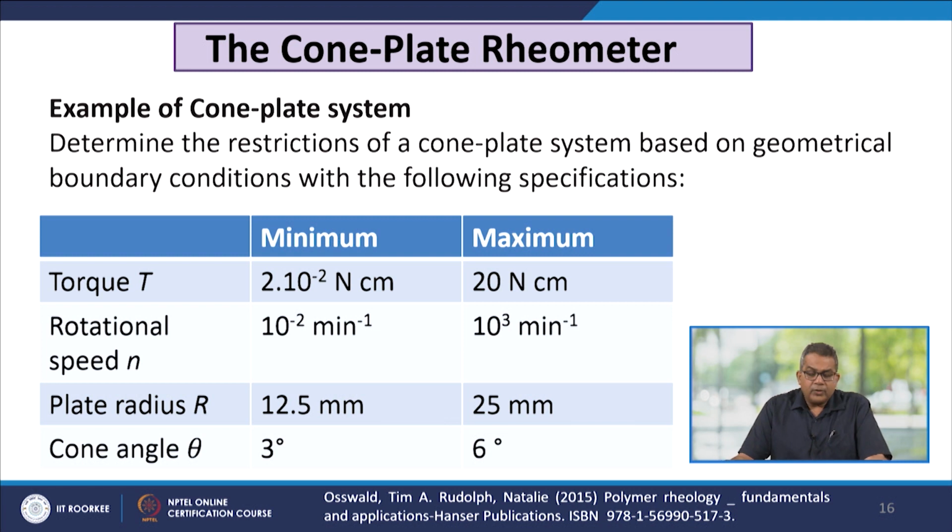Now, let us take an example of a cone plate system. You need to determine the restrictions of a cone plate system based on geometrical boundary conditions. This can be specifications like torque T, where the minimum value is 2 into 10 to the power minus 2 Newton centimeter, and the maximum is 20 Newton centimeter. Rotational speed minimum is 10 to the power minus 2 per minute, and maximum is 10 to the power 3 per minute, and the plate radius minimum is 12.5 mm, and the maximum is 25 mm, and cone angle theta is 3 degree minimum and 6 degree maximum.